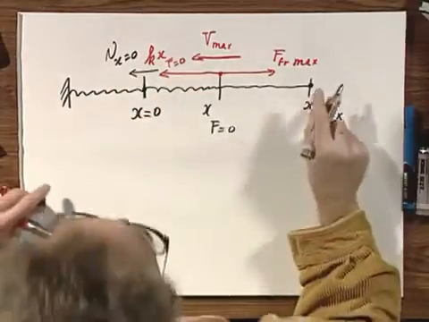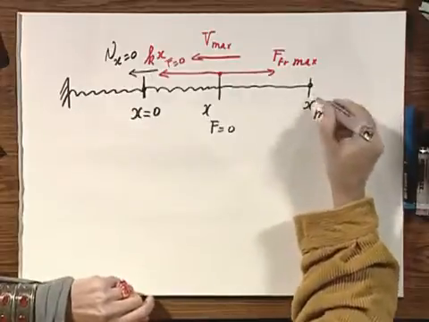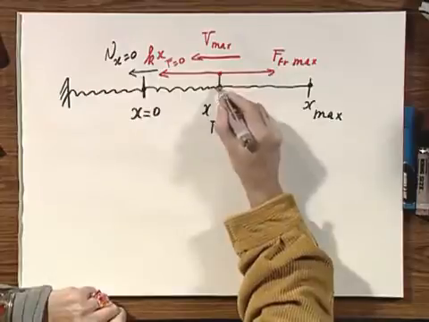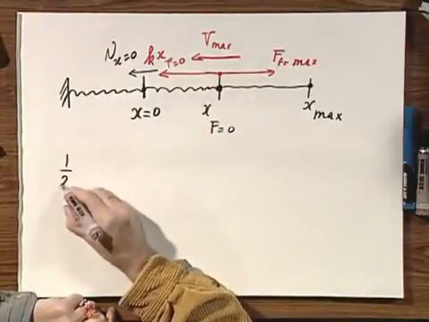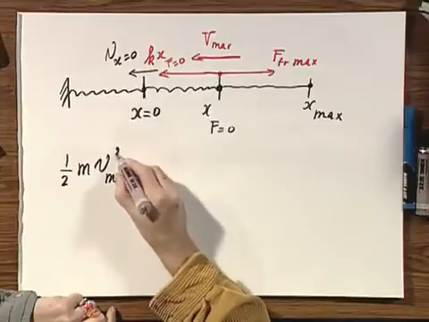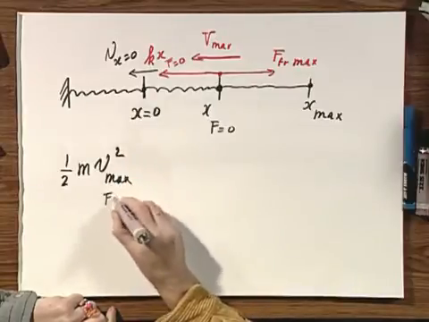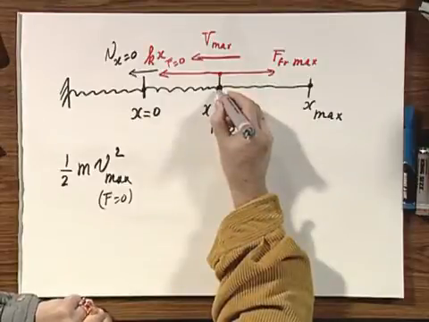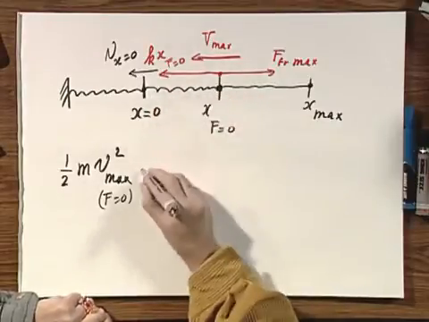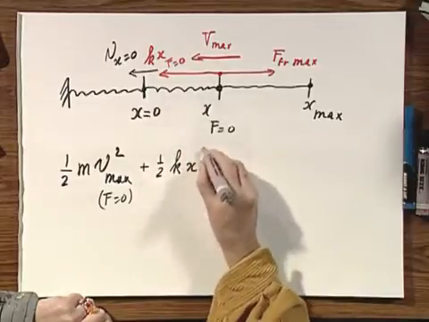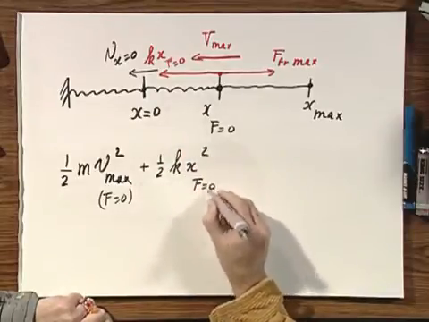Now follow me very closely. Forget this point here, I don't need that. I'm going to start here. Right here, in terms of energy, I have 1/2 m Vmax squared. That is at that location f equals 0. That's kinetic energy. I also have potential energy in the spring, which is 1/2 k x squared at that location f equals 0.